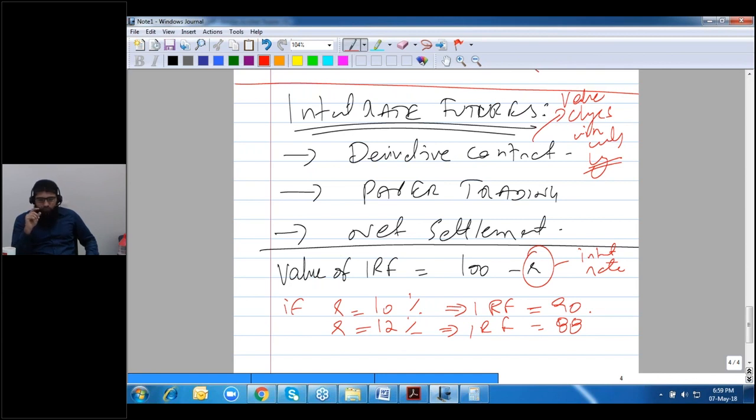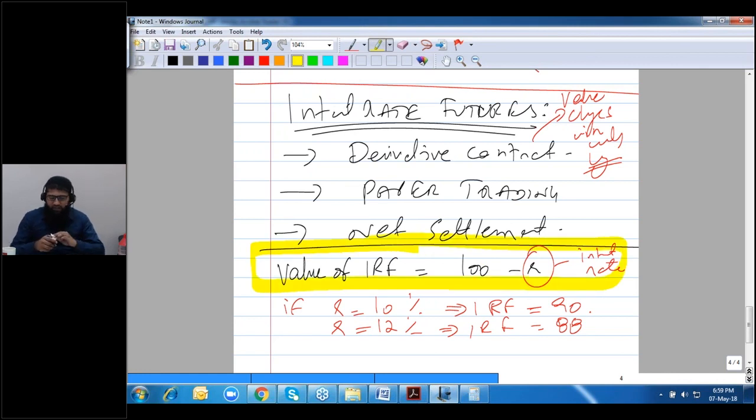Now, if I talk about the interest rate futures, I need to explain that an interest rate future is a contract which has a value, and the value of an interest rate future contract is determined as 100 minus R. The value of interest rate future is determined as 100 minus R. Now, what exactly do you mean by 100 minus R? R is the interest rate.